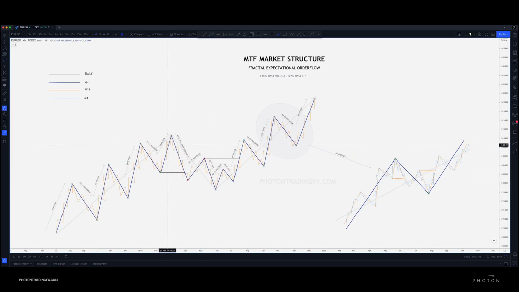And we saw that first on the M15, right? The M15 told us when it formed a lower low that the 4 hour was going to pull back. And when the 4 hour switched trend and broke that low to form a lower low, that told us that the daily was pulling back, right? And the same thing here.